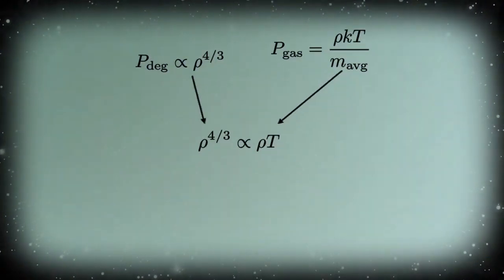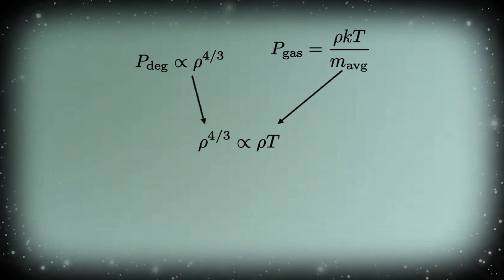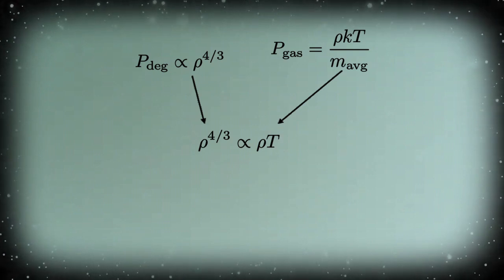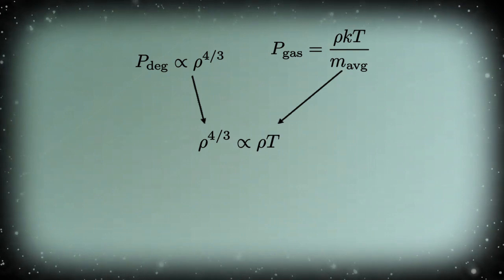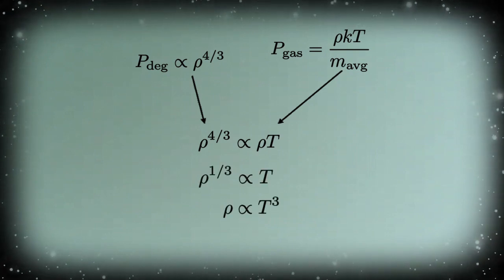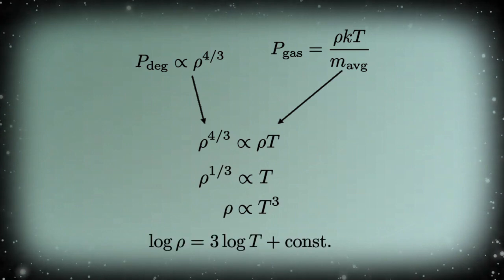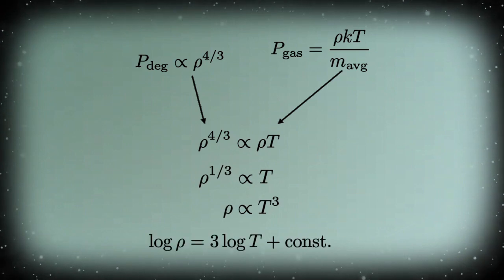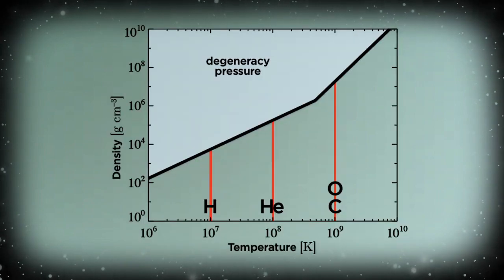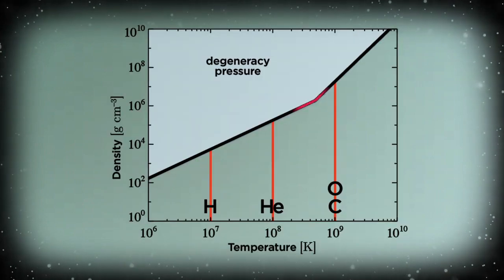Above the critical density, the slope of the boundary line is defined by setting rho to the 4/3 to be proportional to rho times T, the ideal gas pressure. In that case, when we solve for rho, we get that it goes like T cubed. The slope is twice as high as before, so the effect is to make a kink in the boundary line at high density.